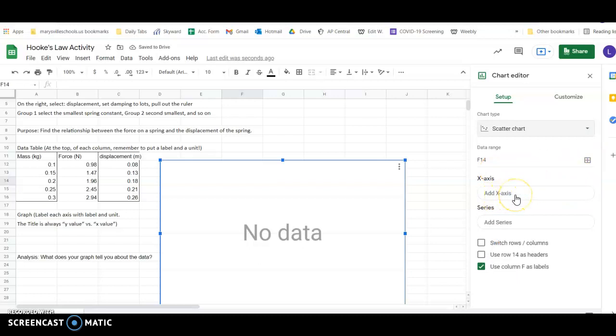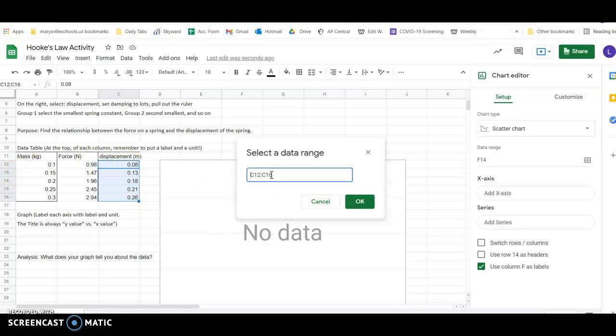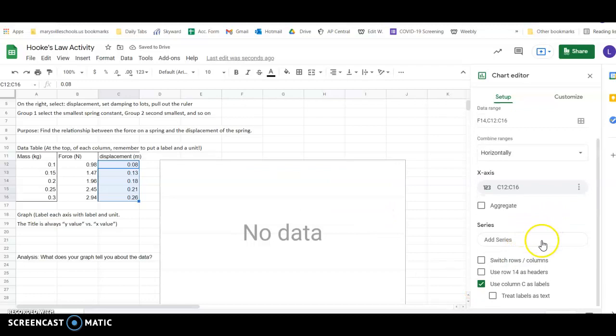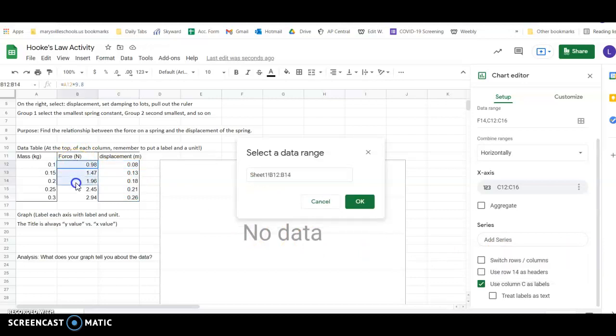Next thing you're going to want to do is add the x-axis. I'm asking you to put displacement on the x-axis. So you click Add x-axis, and you're going to highlight cells C12 to C16. If you prefer, you could literally just type in C12 colon C16 like that, if that's easier for you. Then you come down to Add Series, click on this little 4 square button, and the series is the y-axis. I would like force on the y-axis. So I'm highlighting my numbers. Again, you could just type the B12 to B16 part.